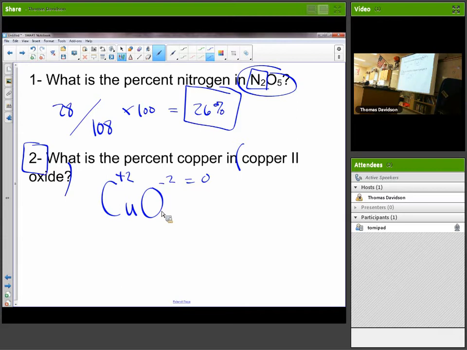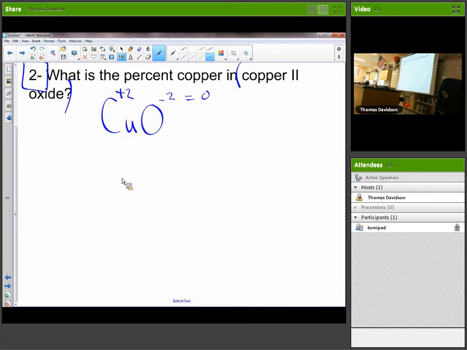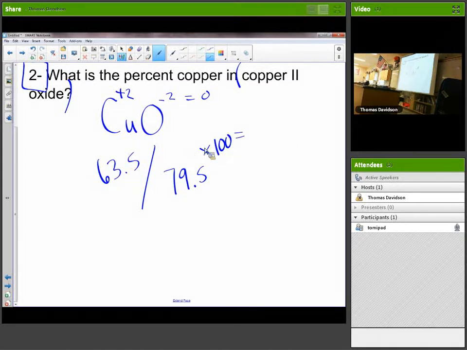All right, so here we go. Copper has a mass of 63.5. It's okay if you use 64, but copper, typically, we round it to the 0.5. 63.5 over 79.5, is that right? If you didn't do the 0.5s, it will be a little off, but that's okay. So you divide this, and we got pretty close to 80%.